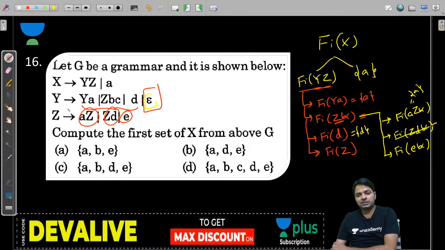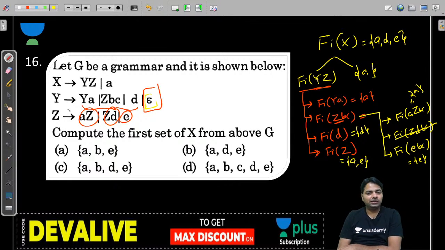You can ignore that, and E is E. So first of Z when you do, again you get A comma E only. So you will get A comma E only. So now you just do the union of all of them. That's A, D, E only. There are three choices: A, D, E. Good point. So the answer is B.